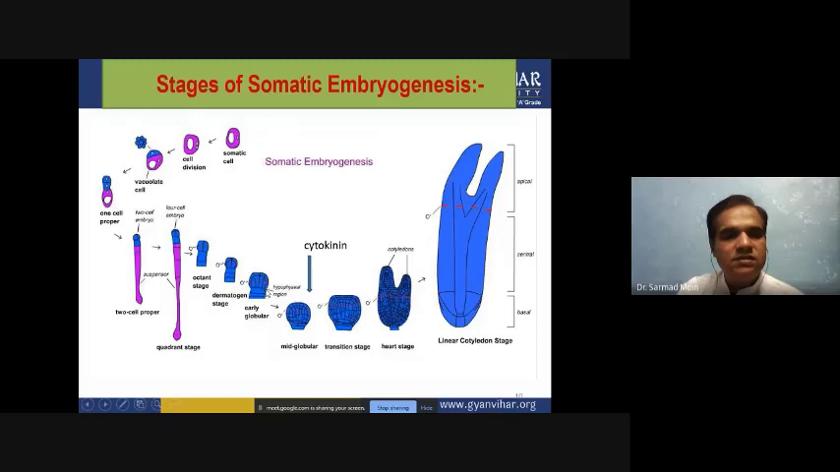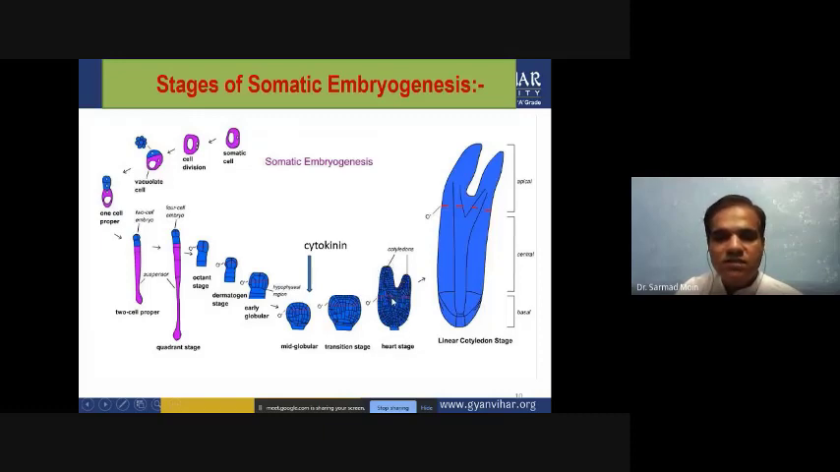The dermatogen stage can transform into the early globular stage, which we can visualize with the naked eye. The early globular stage can transform into the mid globular stage, and then, when we give the cytokinin, it will transform into the transition stage, and then it will convert into the heart-shaped stage.